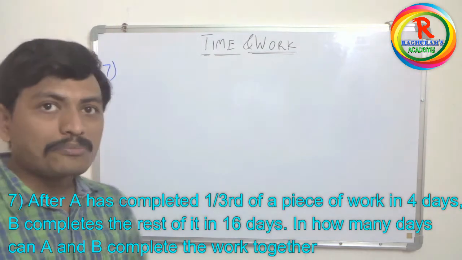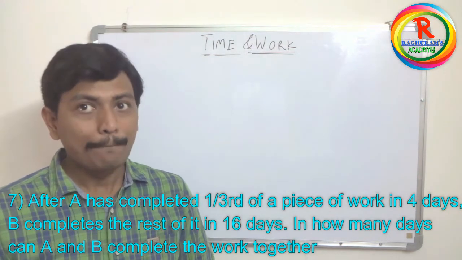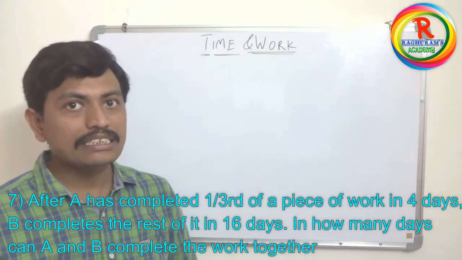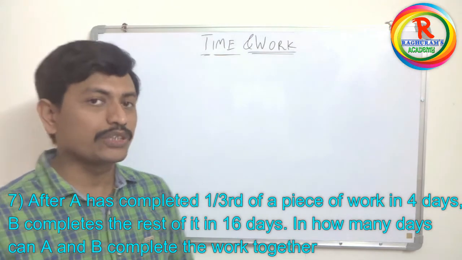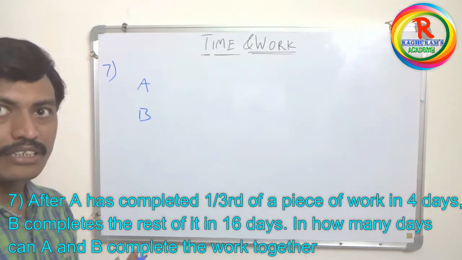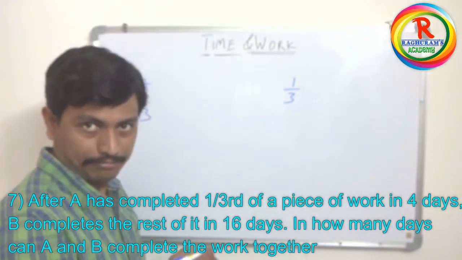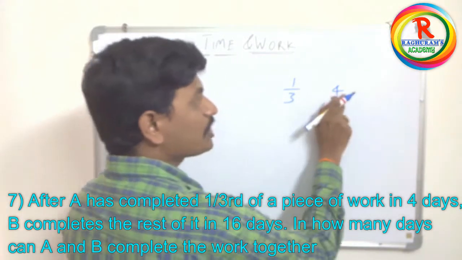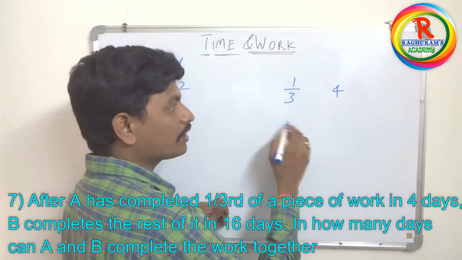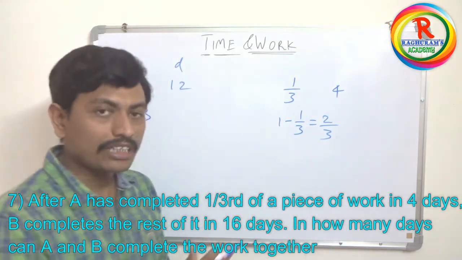Let us take another problem, 7th one. After A has completed 1/3 of a piece of work in 4 days, B can complete the rest of the work in 16 days. In how many days A and B complete the work together? Here both work is not given. A can complete 1/3 of the work in how many days? 4 days. So 4 threes are 12 days. Directly we can find the remaining work. What's the remaining work? 1 minus 1 by 3. That is 2/3 of the work is left.